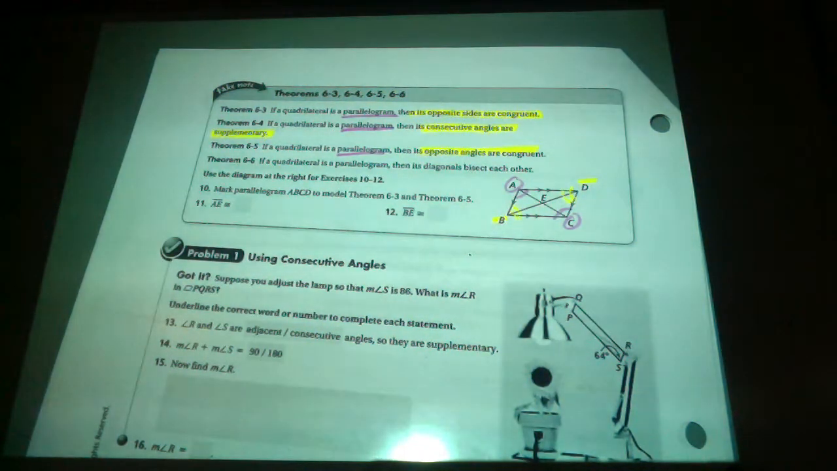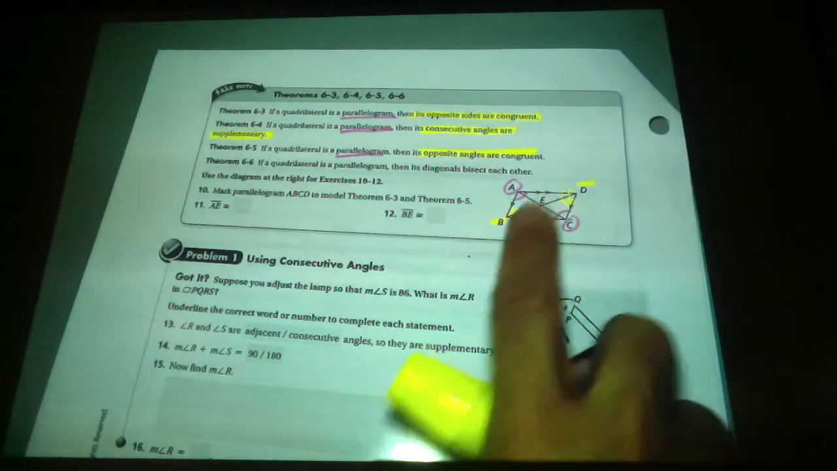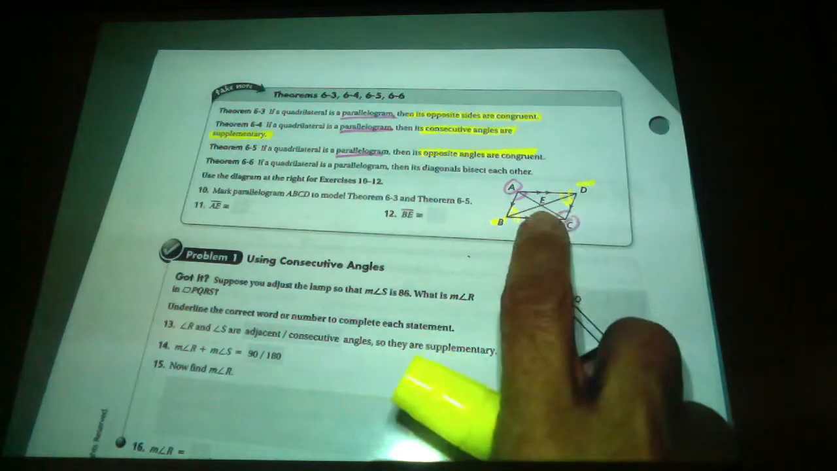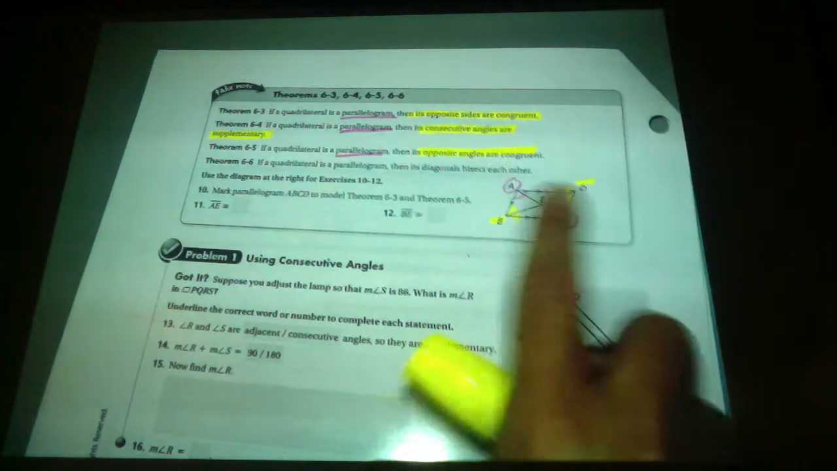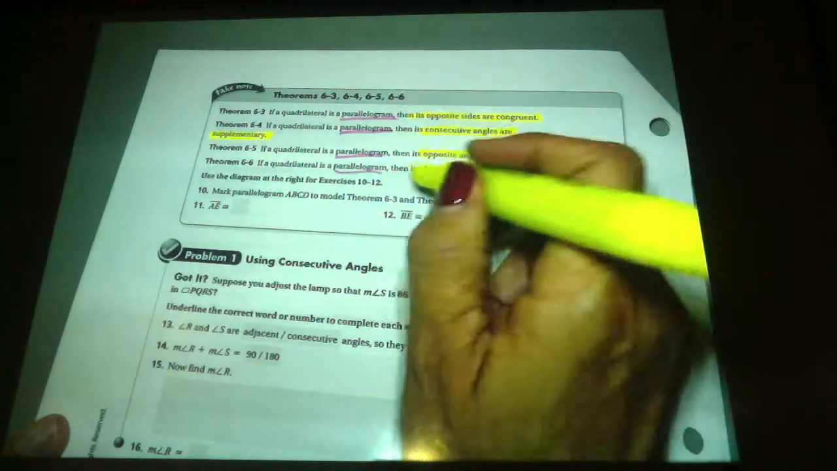And we already know from our previous section that the sum of the interior angles add up to what? 360. 4 minus 2 times 180 is 360. And then the last theorem here says if a quadrilateral is a parallelogram, then its diagonals bisect each other.